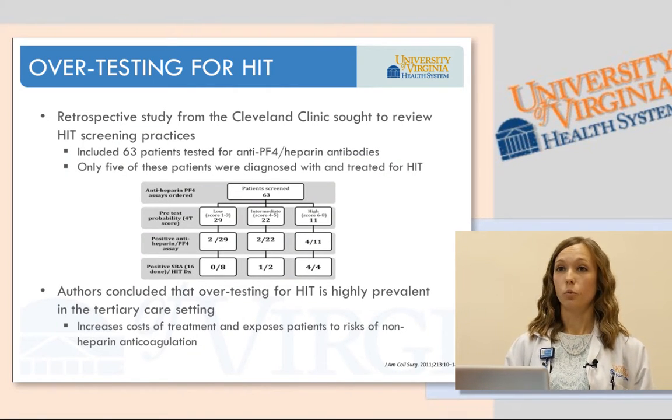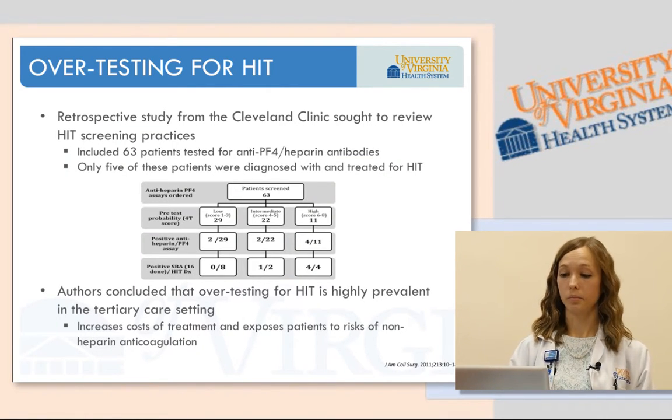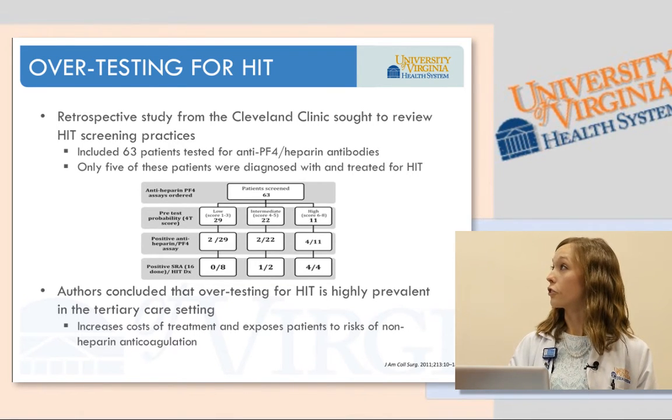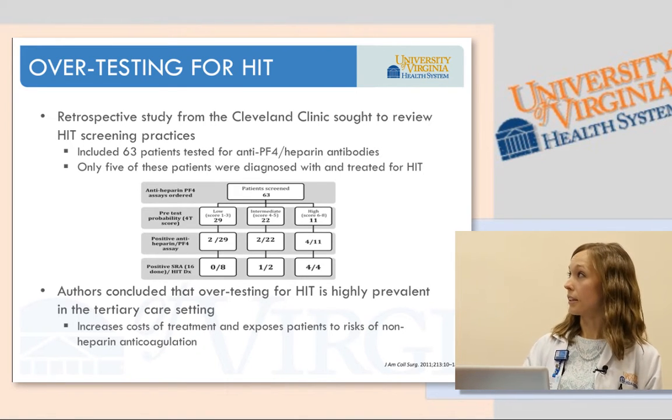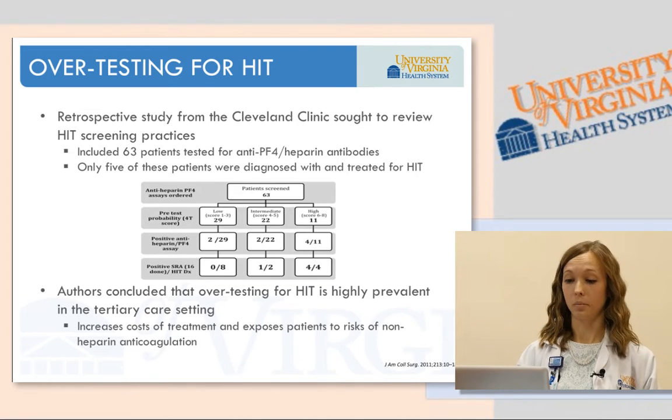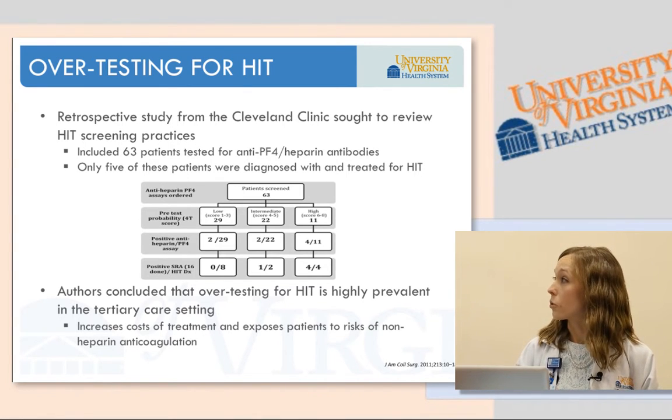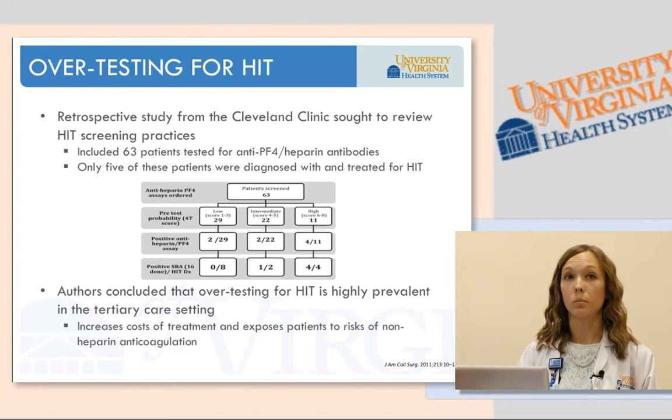Now, in terms of working up patients for HIT and evaluating our patients for HIT, we know that the literature supports that HIT is largely overtested for. This retrospective study from the Cleveland Clinic a few years ago sought to look at HIT screening practices in 63 consecutive patients in whom HIT was suspected. And overall, what they found was that only 5 of these patients, or about 8% or so, were actually diagnosed with HIT. Notably, almost half of the patients, quite a large percentage of them, had a low pretest probability with a 4T score of between 0 and 3.